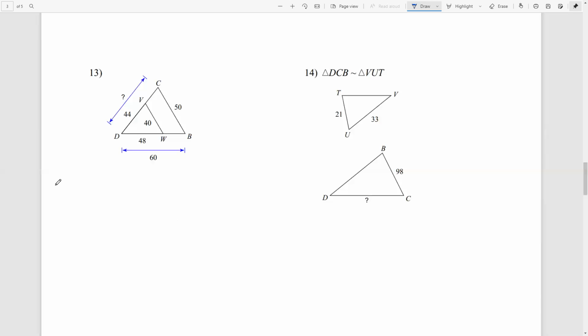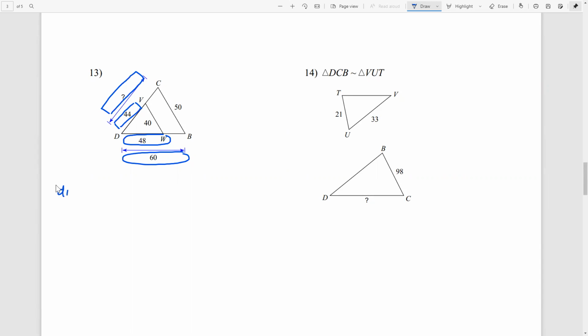So 13, they didn't give us a similarity statement because these triangles are kind of nested within each other. So that means that this DW side will correspond with my DB or 60, okay? And then my 44 DV will correspond to my missing piece here, DC. Okay, so setting up my proportions in order to solve for the missing side.